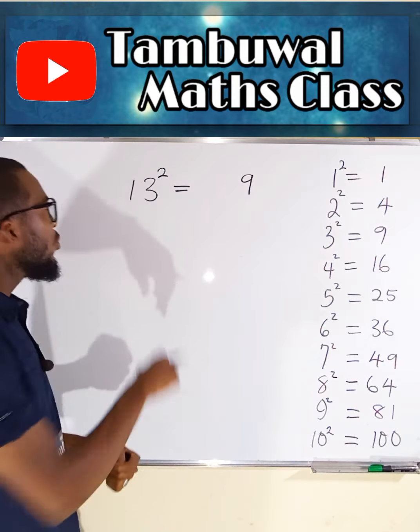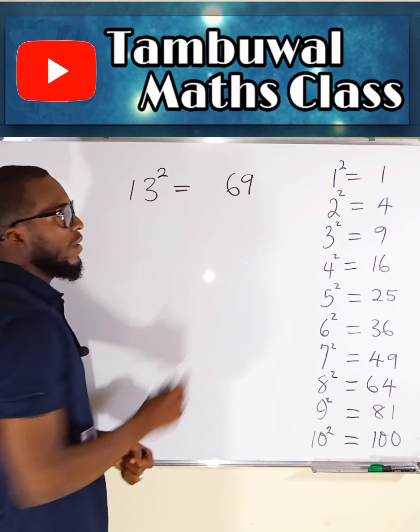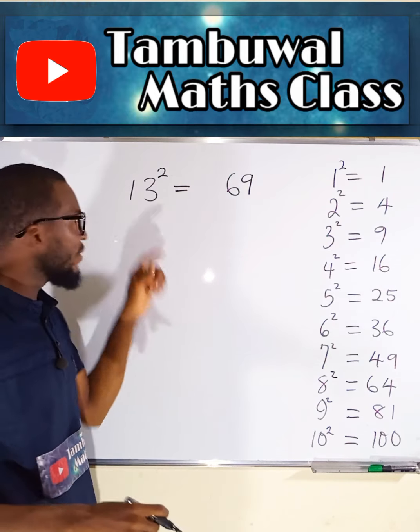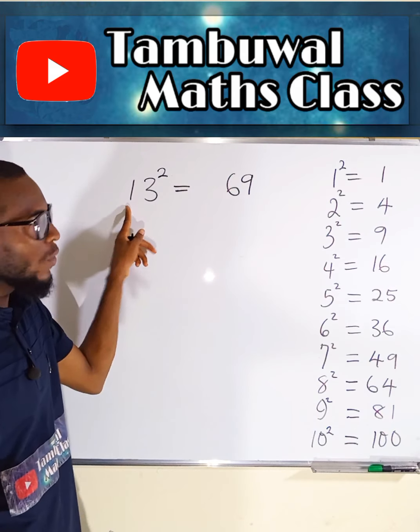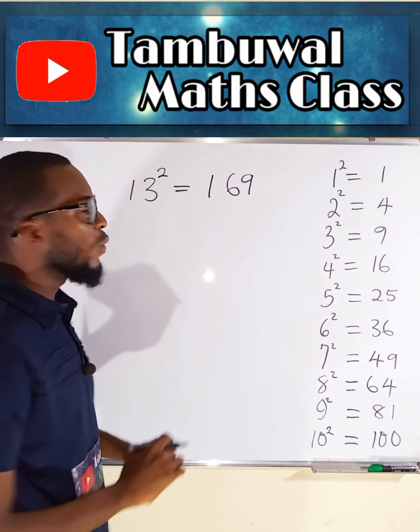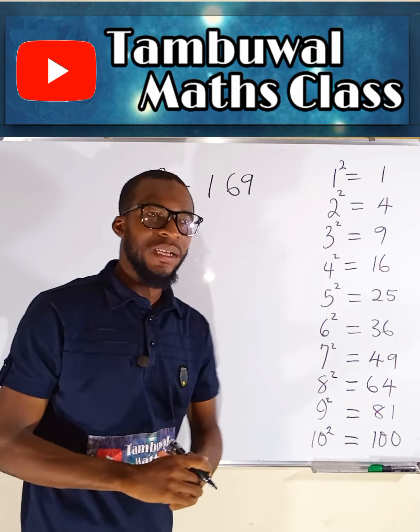Followed by, you multiply the 2 numbers you can see here. 1 times 3 is 3, 3 times 2 is 6. This is 6. Then you take the first digit from the left and multiply it by itself. 1 squared is 1, and hence 13 squared is 169.